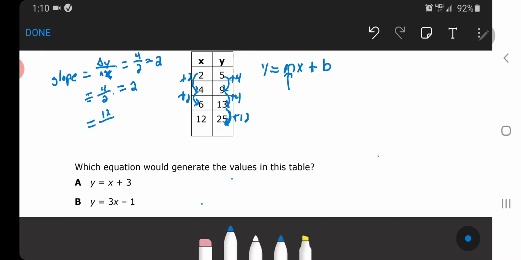Change in x, go from 6 to 12. Well, from 6 to 12, that's a jump of plus 6. So our change in x is 6. Once again, when we simplify that, 12 divided by 6, we get 2. So either way, we're still going to find that our slope, or our m value, is 2. So now we know this much: y equals 2x plus b.